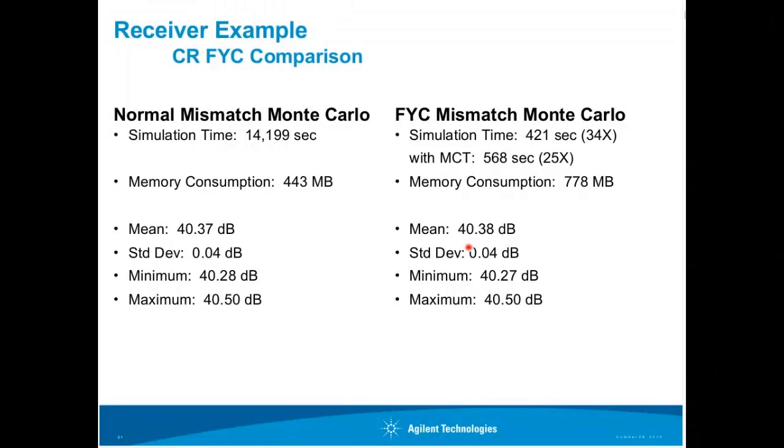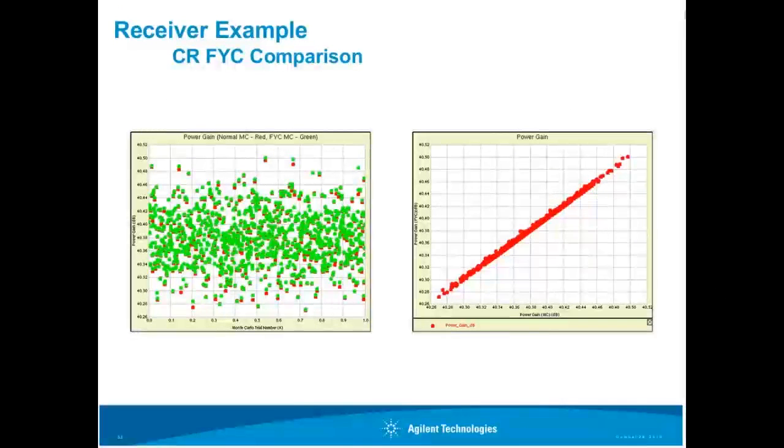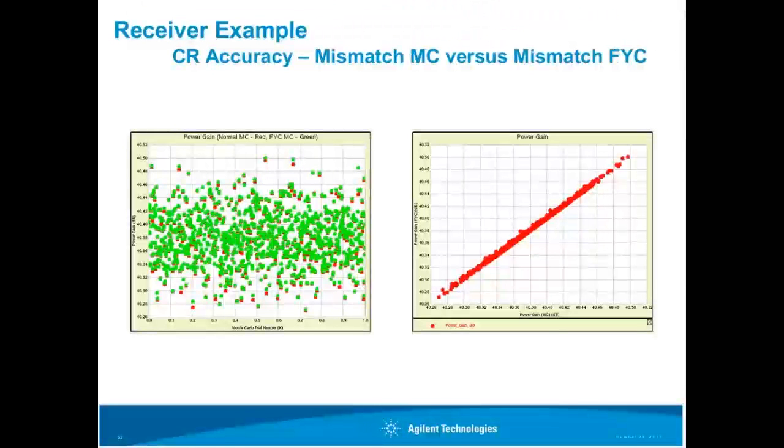Let's examine that in more detail. Again, you can see a little bit more distribution between the green and the red dots, green being fast yield contributor and red being normal mismatch Monte Carlo. But there's a very good correlation. You can see that the trends are all the same. And if we do our scatter plot, our XY plot, you can again see a good linear relationship between the two results.